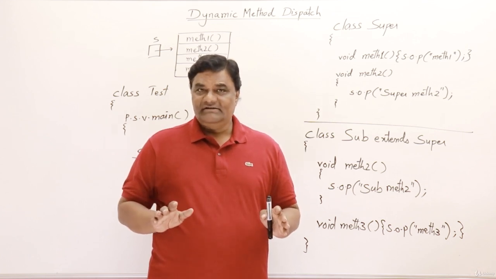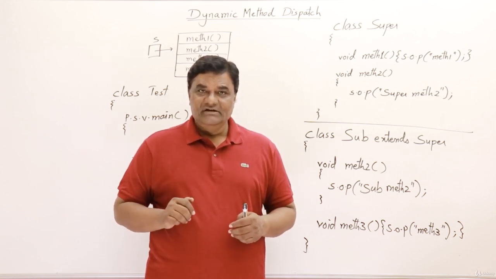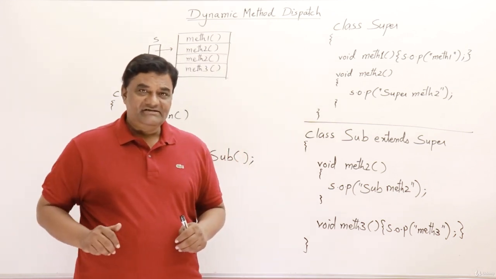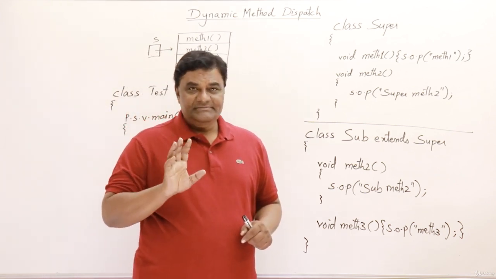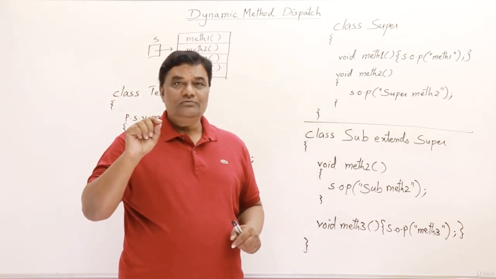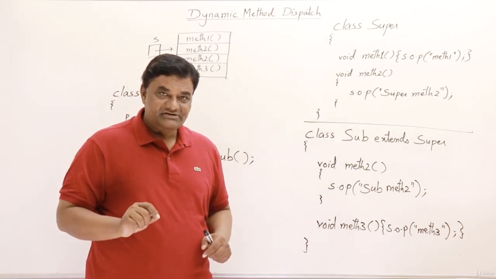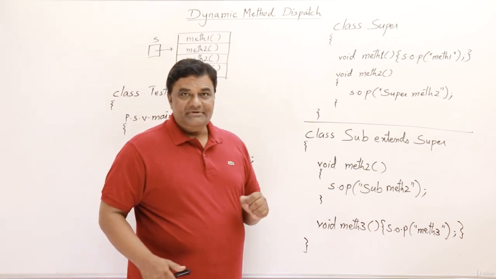Now to understand it, we have to learn a few things. For that, I have already taken some examples. First I will explain a few things, then I will explain what dynamic method dispatch is. So let us look at the example here.